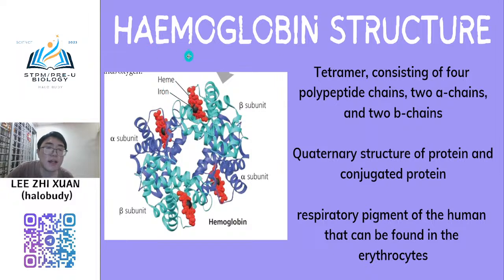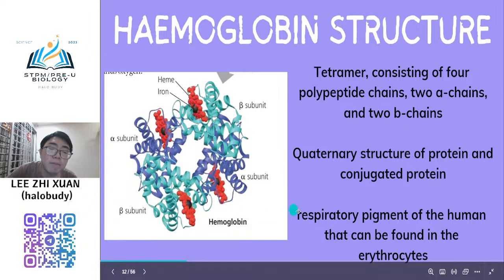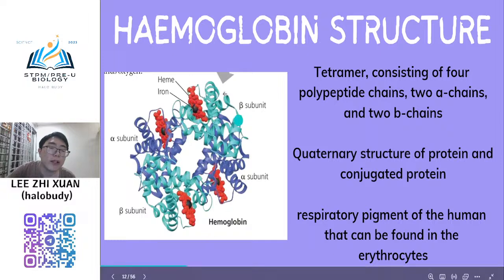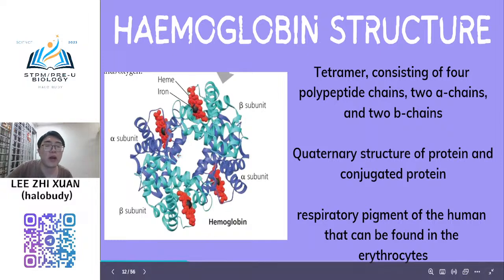HAEM is the British style, and HEME is American. So both are acceptable, up to you which one to use. But normally in Malaysia we use HAEM, haemoglobin, because Malaysia follows British English. Okay, and then you see here each polypeptide chain will contain one hem group. So in one hemoglobin, we will have 4 hem groups.